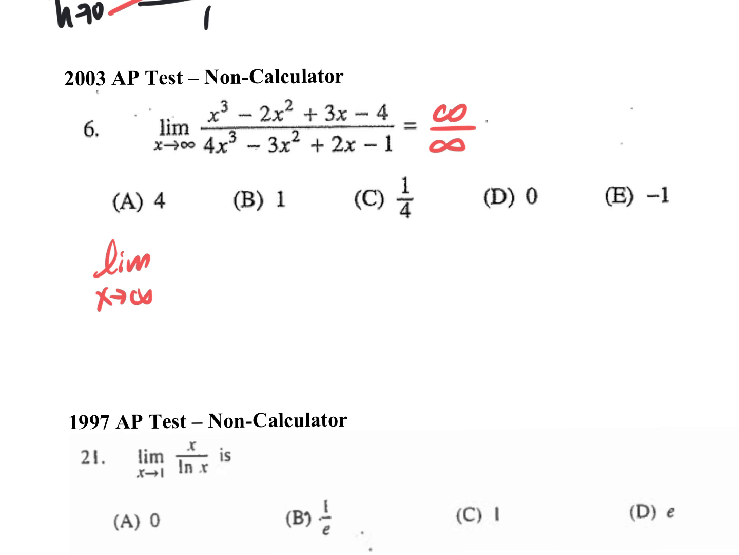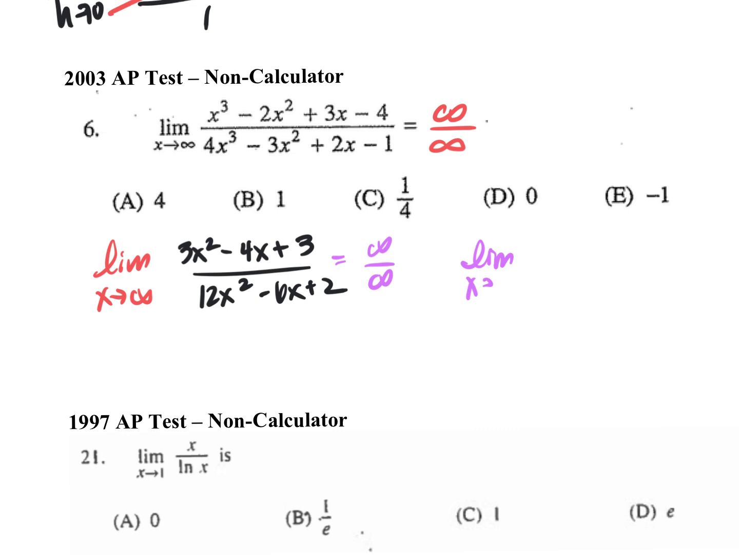Derivative of the first: 3x squared minus 4x plus 3, over 12x squared minus 6x plus 2. What are we going to do when we plug in infinities there? It's still infinity over infinity. We got to keep it up, people. We got to keep it up.